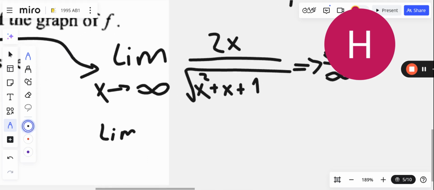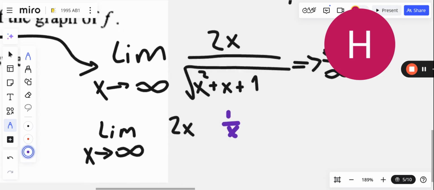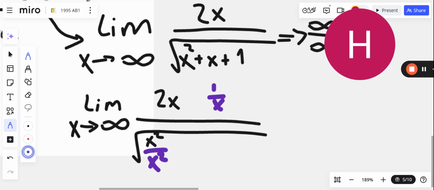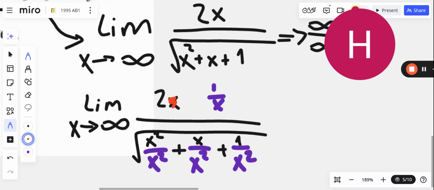What are we going to do? Well, we're going to divide the top and bottom by x. So we're going to multiply this by 1 over x, and on the bottom, we're going to do that as well. But what that does is that actually divides the inside of the root by x squared. That's the same as dividing by x if we were not in a root. So we have x over x, and here we have 1 over x squared. Now the convenient thing on top is that it completely cancels to 1.